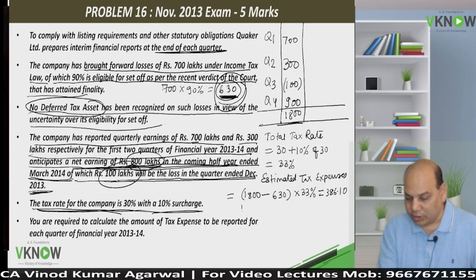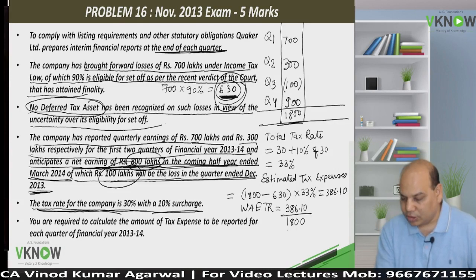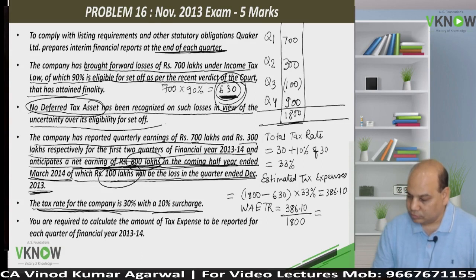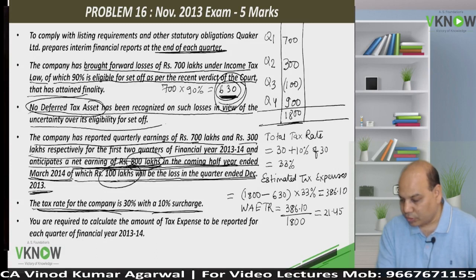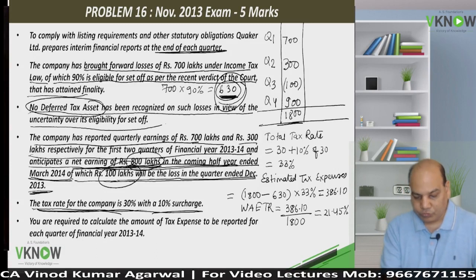And therefore your weighted average effective tax rate will be 386.1 divided by annual income of 1800. So let us calculate. That is 21.45%. You are required to calculate the amount of tax expense to be reported for each quarter.